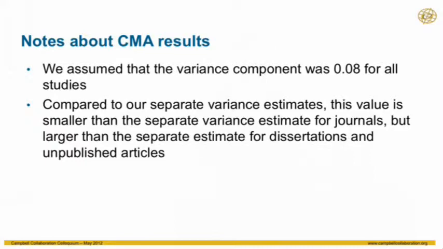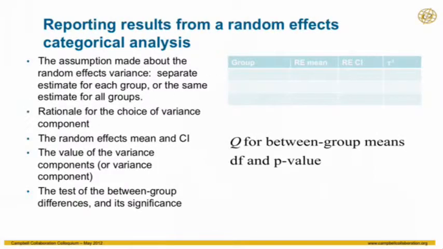Here are a few notes on reporting for random effects categorical analysis. The first thing that we want to make sure that we talk about are the assumptions that we made about those variance components, or that variance component. Are we using one, or does each group get their own? And we need a rationale for that, which can be a combination of methodological and substantive, or purely methodological. If we end up in this situation, maybe I had a reasonably good reason to estimate different variance components, I just may not have had the data to get good estimates of those variance components. But maybe in a few years, if the literature grows, I could revisit that idea.